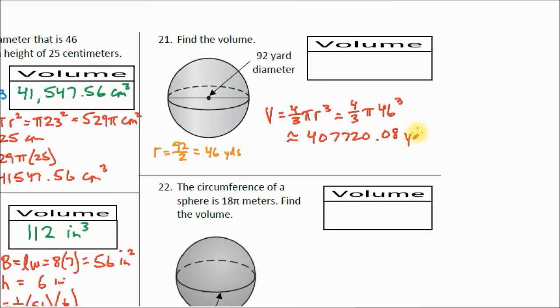This is yards cubed. So our final answer, 407,720.08 yards cubed. You can put yards or just yard. I'll put yards cubed because it is plural, but it doesn't matter if you put YD cubed. You could also write yards, the whole word, cubed. All right, that covers number 21. We'll start number 22 on the next video.